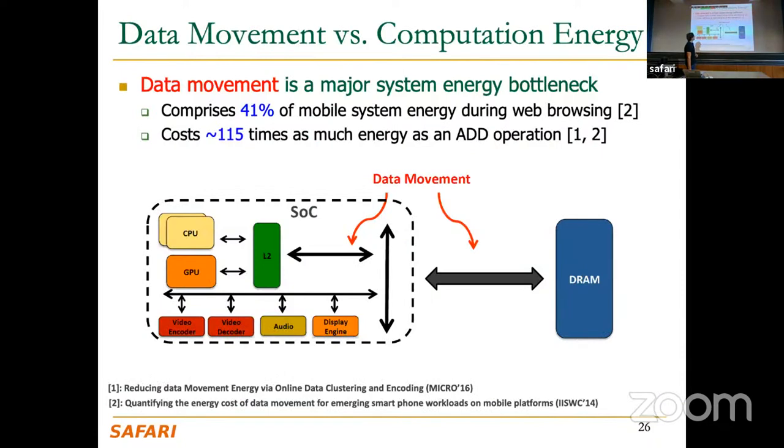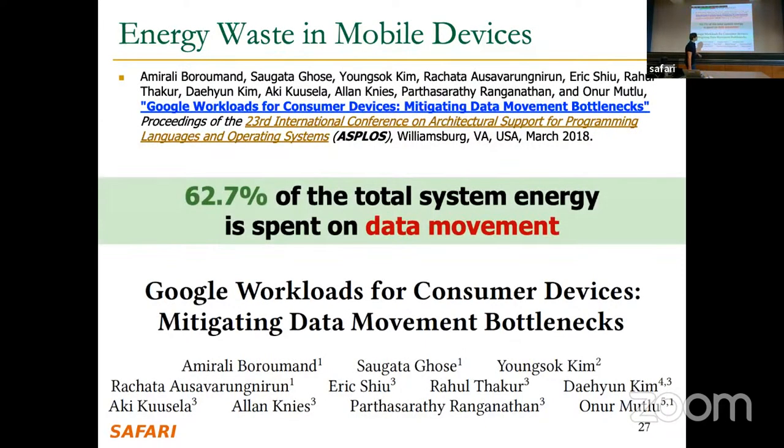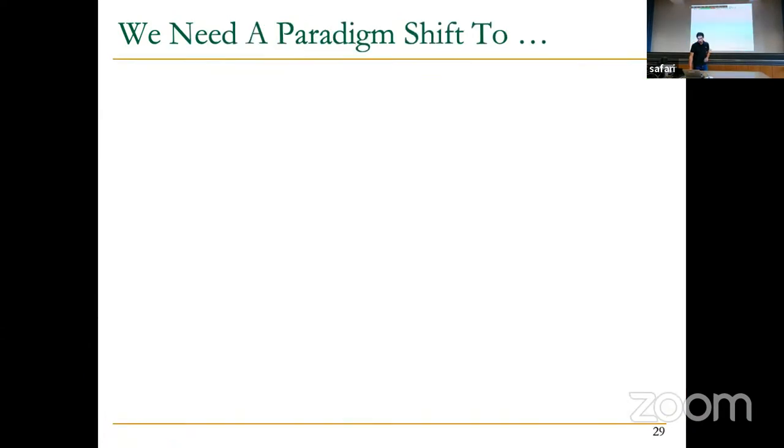And more motivational data that we already discussed in the previous lecture: data movement comprises 41% of mobile system energy. According to these papers, the cost of an addition is 115 times the cost of a memory access. More motivational data: 62.7% of the total system energy on these Google consumer workloads is spent on data movement. So we have a big issue here, and as much as possible, we are going to try to not move data if it's not strictly necessary.